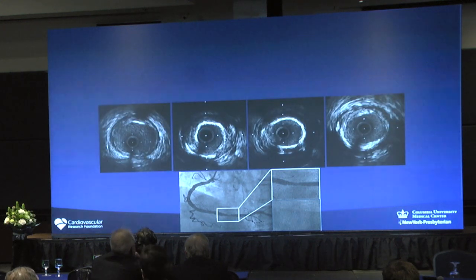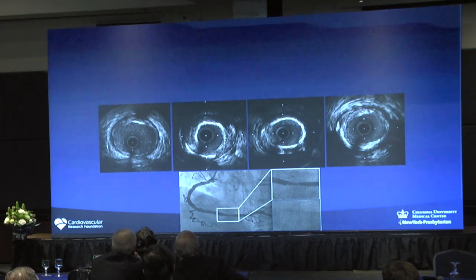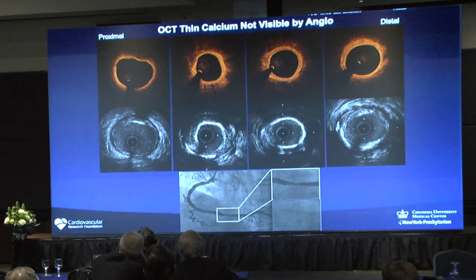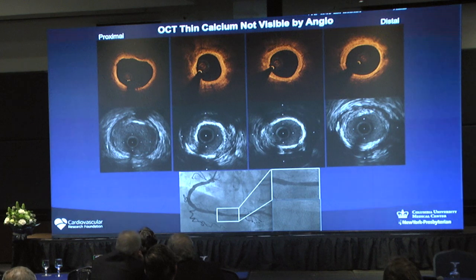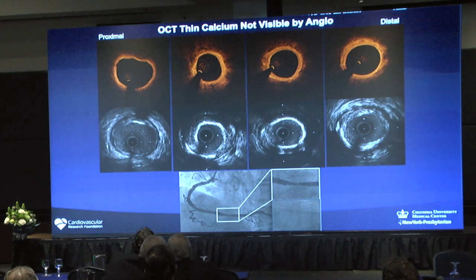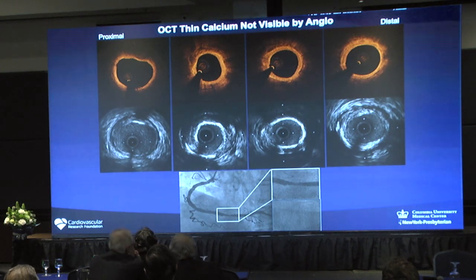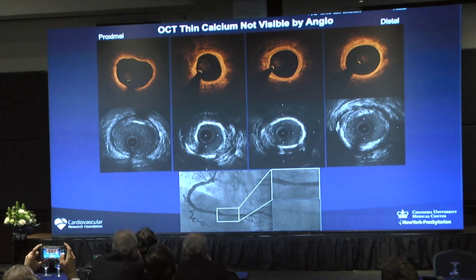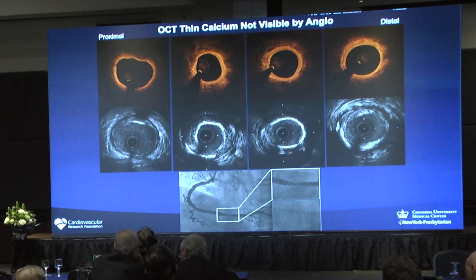We did the IVUS, and you see big calcium, more than 270 degrees. In this case, we did the OCT together, and what we see is that this calcium is very thin. So the angiographic calcium appearance is really looking for the total volume of the calcium. Even if you see a large arc of calcium, if the thickness is thin, the volume is not much, and then we couldn't detect it by angio.